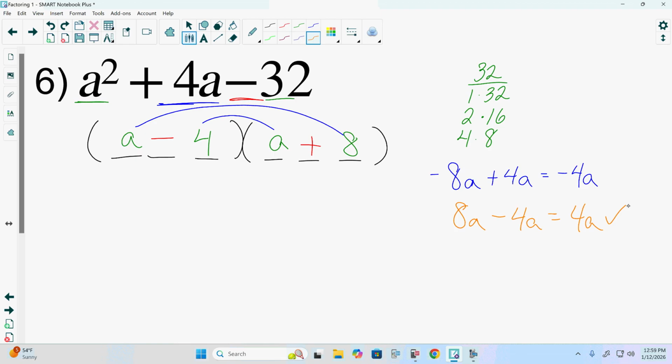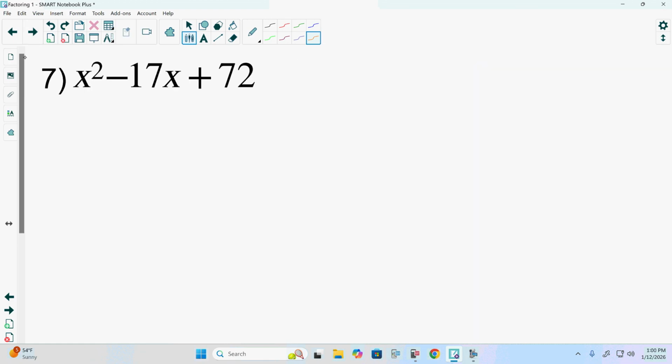Now for this setup, it is possible that instead of flipping the signs, we could have switched the 8 and 4. And that would have also gotten us to the same spot. But especially once we start getting numbers in front of a other than 1, we'd have to switch everything. I think it's easier just to flip the signs than it is to switch our a's and our numbers. Questions on this here?